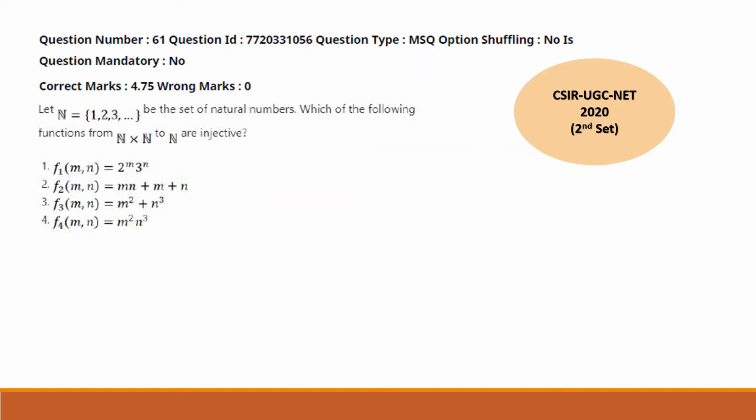our problem. Here N is the set of natural numbers, and which of the following functions from N cross N to N are injective. So again there are 4 options and we need to check the injectivity for each of the following cases.